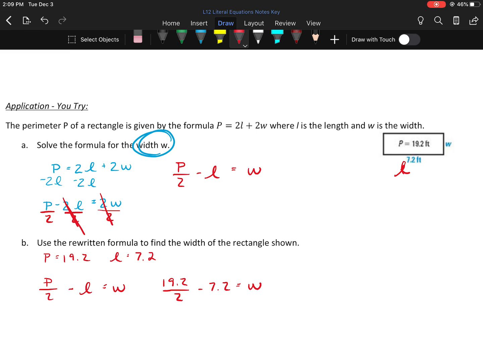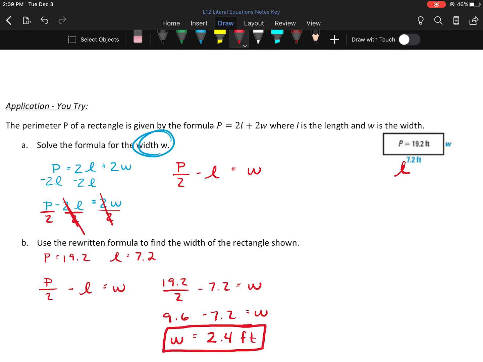Let's do some calculating. 19.2 divided by 2 gets me 9.6 minus 7.2 should be equal to W. 9.6 minus 7.2 is equal to 2.4. So W is equal to 2.4. And our units for this one are feet, and you should be done.